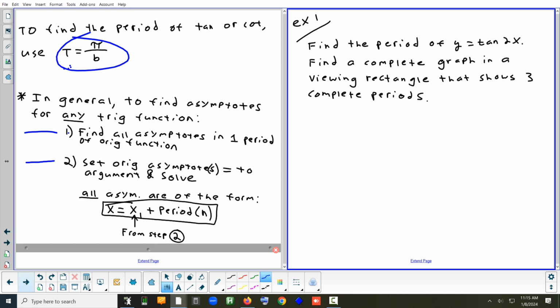Okay, so this one says find the period of tangent 2x. Well, we can do that. What's the formula for finding the period of tangent? Pi over b. And what's b in this case? 2. So that's your period. Now, this is not sketching by hand. It says find a window, a complete graph that shows 3 full cycles.